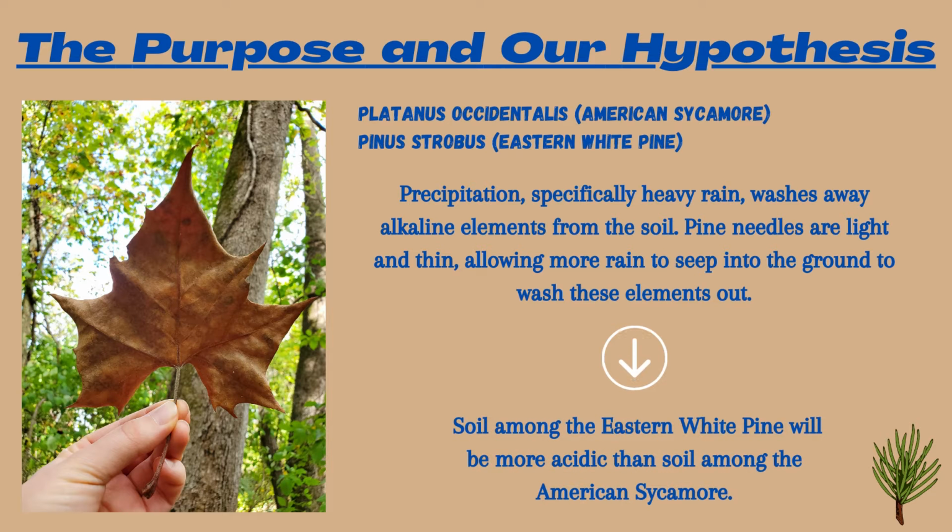The purpose of this project is to explore soil pH trends among the Platanus occidentalis, known as the American sycamore, and the Pinus strobus, known as the eastern white pine. As opposed to deciduous trees, pine trees have been observed to tolerate more acidic soil. According to David South, pine trees growing in soil with a pH greater than 6 often exhibit chlorosis, or loss of pigment in their needles.